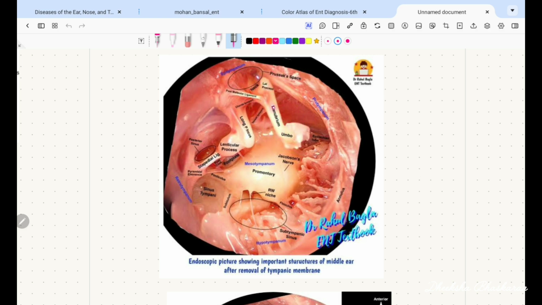malleus, the handle of malleus, the umbo, the lateral process of malleus, and this is the incus, the long process of the incus. This is the lenticular process of the incus, which will attach to the stapes here, and this is the footplate of the stapes, which is attaching to the oval window. Then we see the pyramidal eminence. The stapedius muscle will attach to the head of the stapes. The sinus tympani, bounded by the ponticulus and subiculum, and this is the anterior part. So this is the eustachian tube.